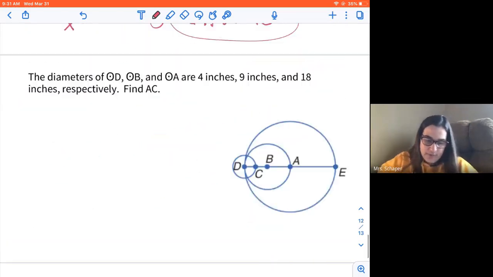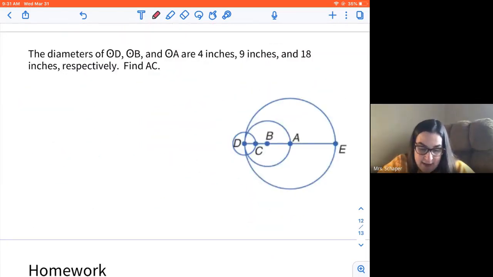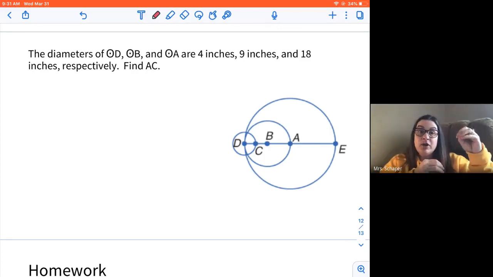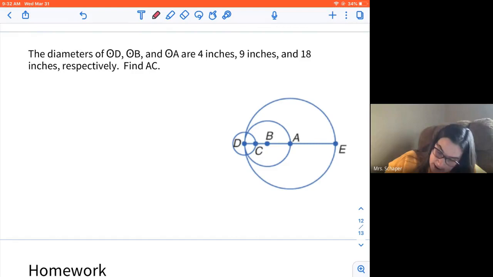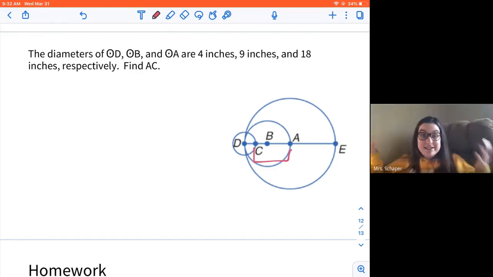Such fun stuff. All right, so the diameters of circle D, circle B, and circle A are 4, 9, and 18 inches, respectively. That means the diameter of circle D is 4, circle B is 9, and circle A is 18. That's what they mean by respectively. They go in the same order. We want to find AC.